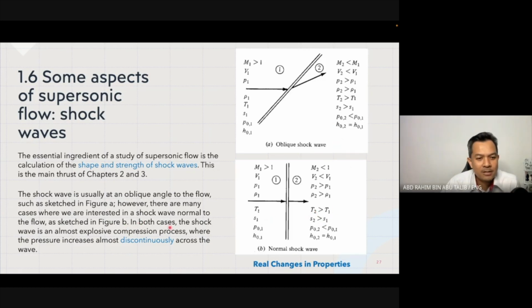So in both cases, the shock wave is an almost explosive compression process, where the pressure increases almost discontinuously across the wave. So you can see here in A and B, we have the real changes in the properties. All right.